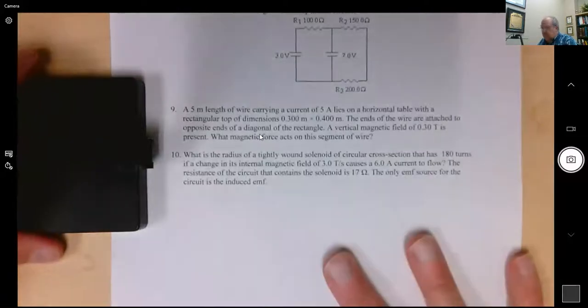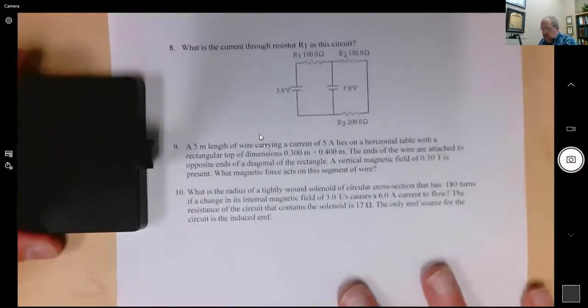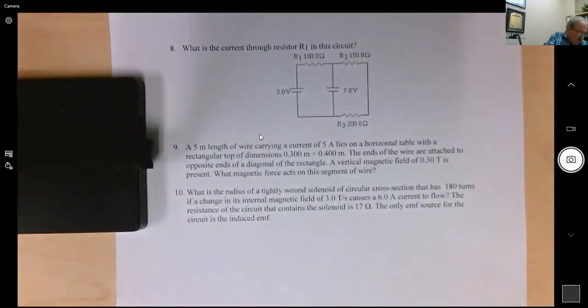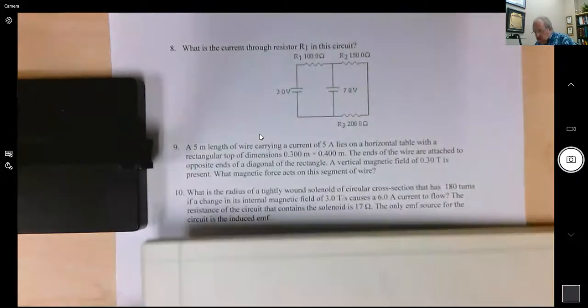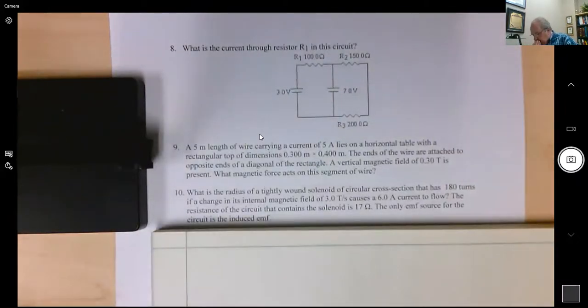Then for problem number 8, we have one of these good old circuits and resistors. We want to know what's the current that is going through resistor 1 in the circuit.